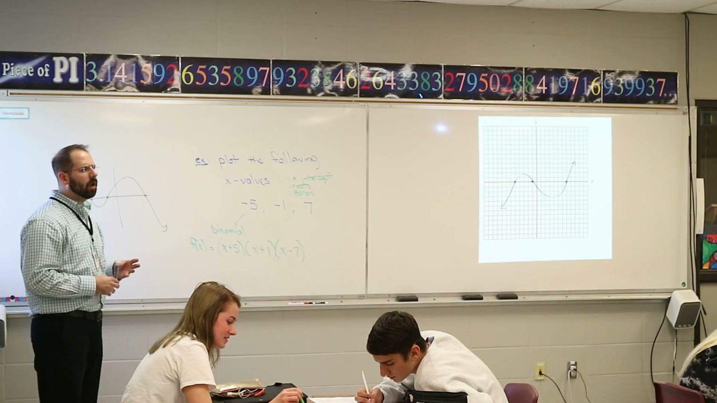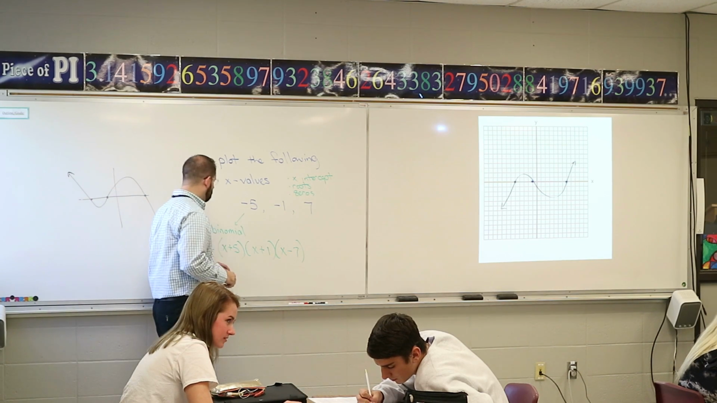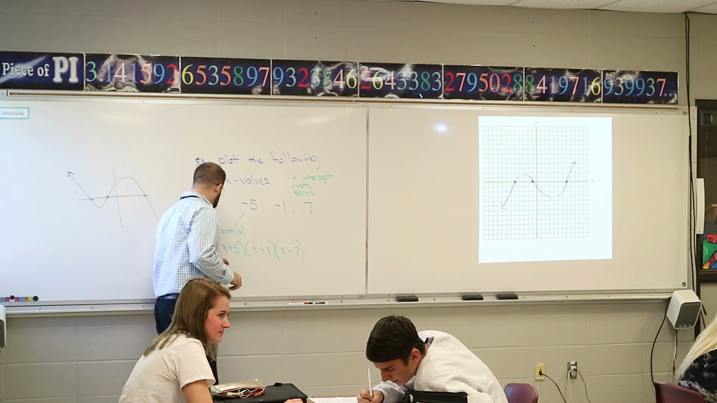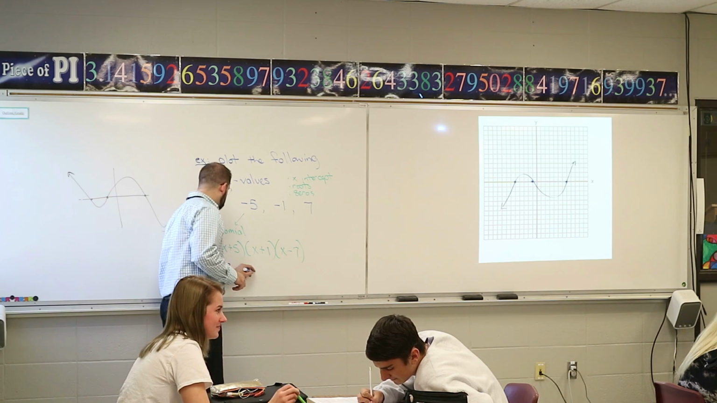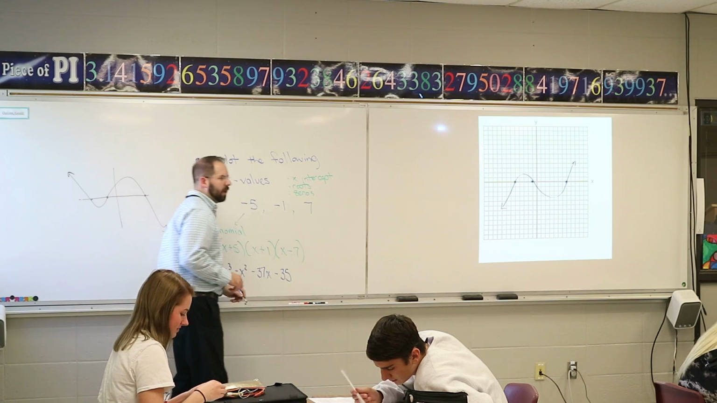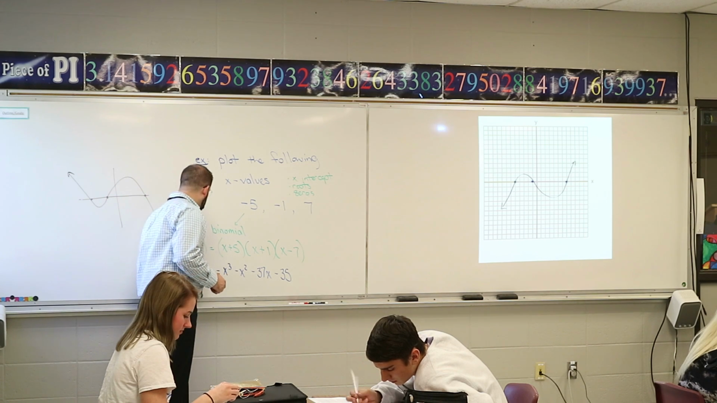Alright, when somebody gets this thing all the way foiled out, I do kind of want to know the answer. It's 2x squared plus x plus 5. No. What? x cubed minus x squared minus 37x minus 35. Is that it? Yeah, that's it.